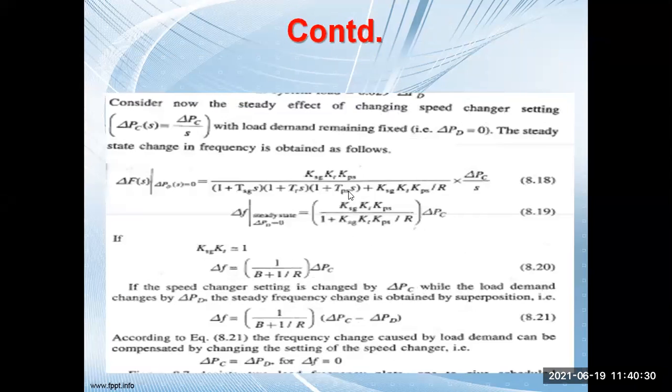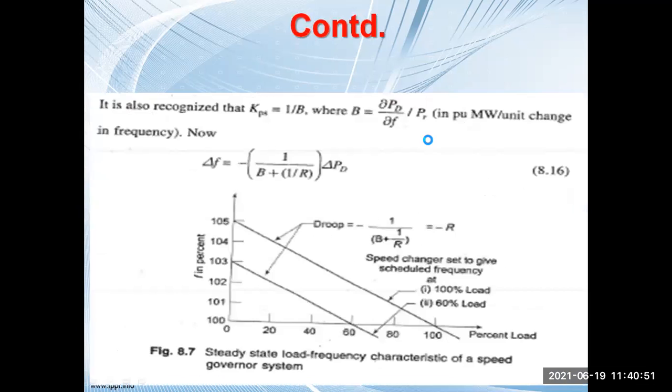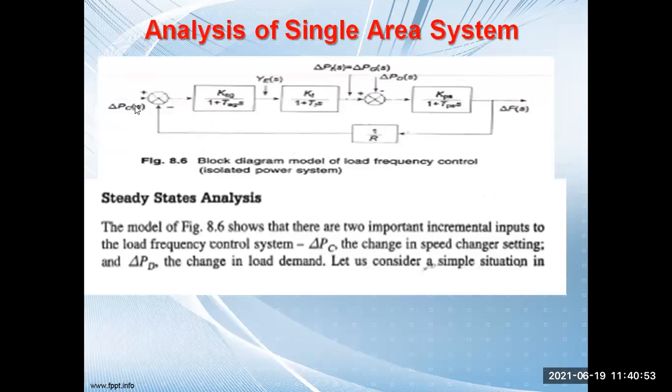Now, next task is we'll assume delta PDS equal to 0 and delta PCS, there is a step change in load. Okay. So that is delta PCS equal to delta PC by S. Okay. So now what will be the transfer function in that case? Okay. So that means we'll refer to that particular block diagram. Here delta PCS equal to delta PC by S, and this is 0 because we are applying the superposition, one input at a time. Okay.